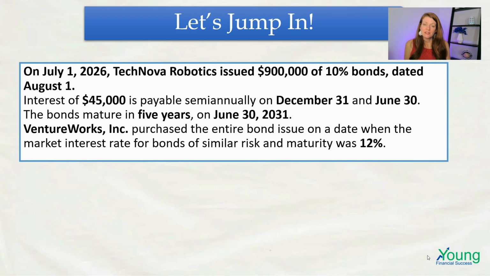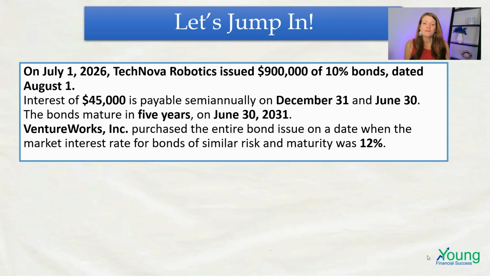So they've got this $900,000 worth of bonds. They are paying 10% interest. That is the stated interest rate. Interest of $45,000 is payable semi-annually on December 31st and June 30th. So they're going to pay the 10% throughout the year. So they'll get 5% December 31st, 5% June 30th, to make a total annual amount of 10%.